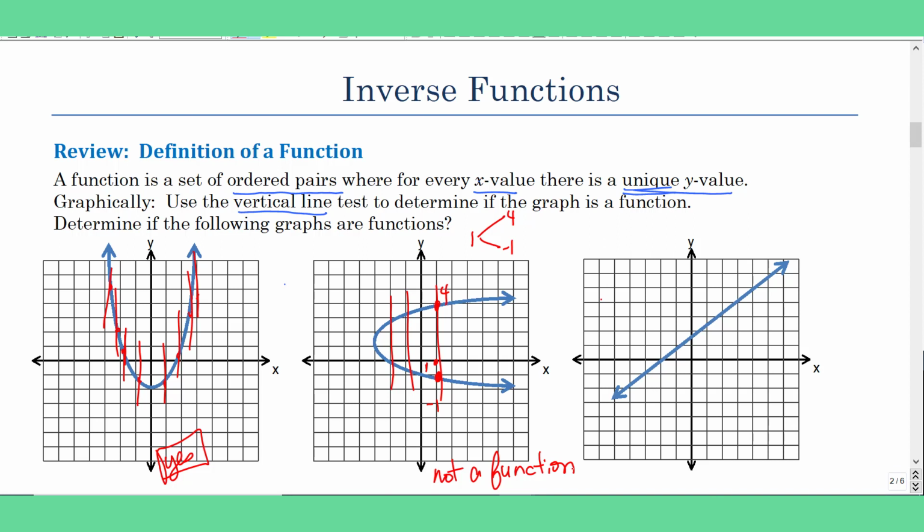The third graph is a line. It is a line with some type of positive slope, and no matter where I draw a vertical line, it only passes through this graph at one unique value. So yes, this is definitely a function.